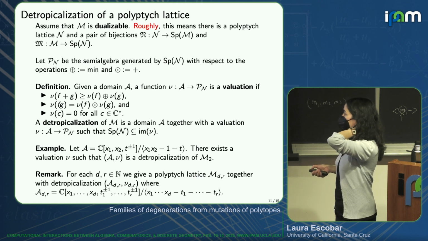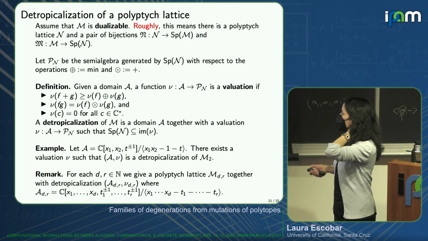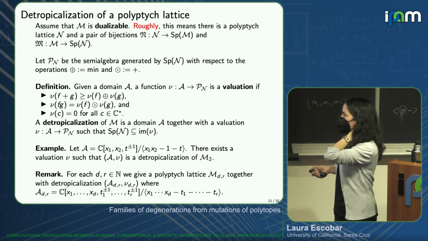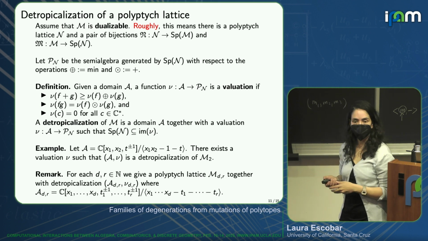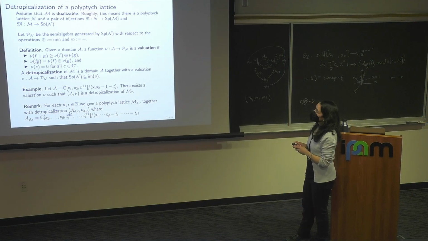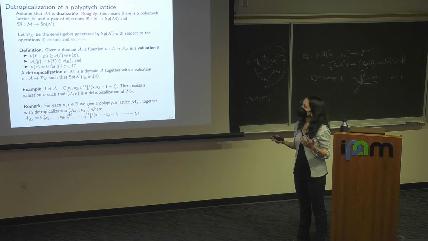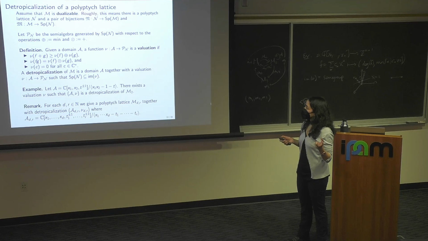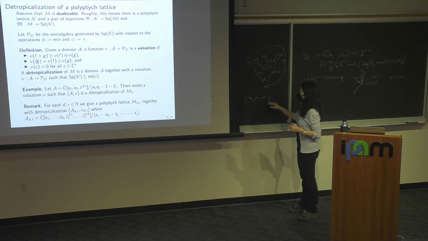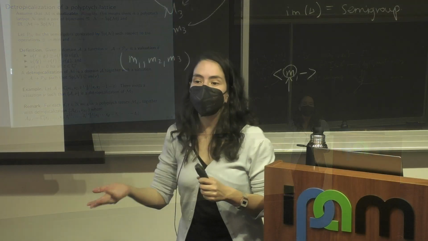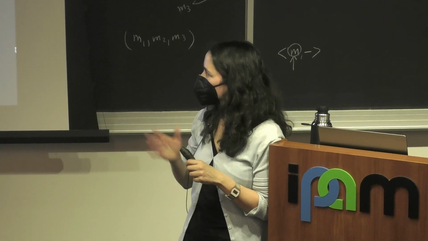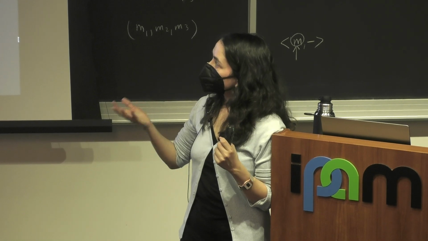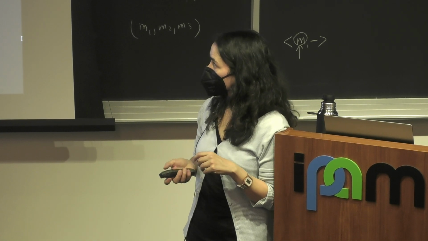So for every pair of integers d, we give a polyptic lattice together with a detropicalization, and the detropicalizations are going to look like this. So, what does the bijection mean here? It's just a bijection. For each element of N, if you take one of these, you want to obtain a point, so you have to give it. That's part of the definition. If you're going to say M is dualizable, then you need to give a bijection.